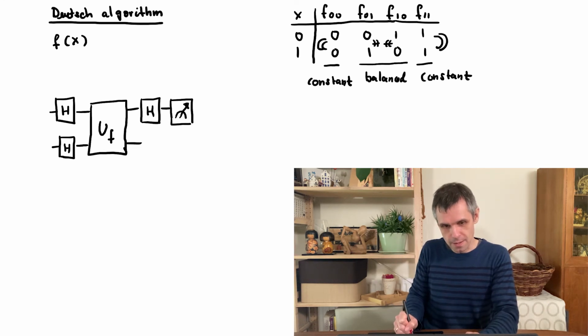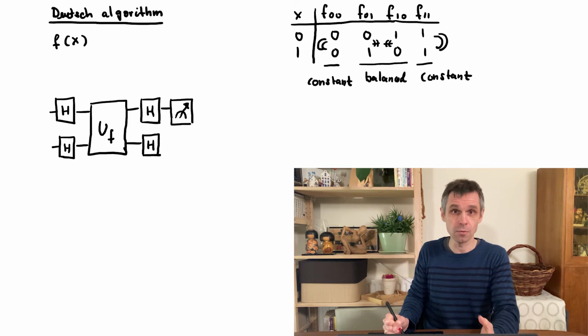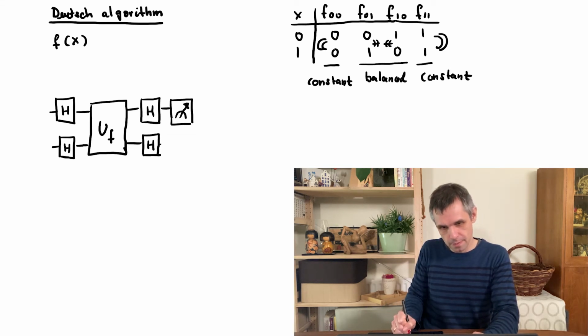So what happens to the second quantum bit will actually not be important, but it is convenient to feed this also through a Hadamard gate, which will simplify our final results and make the interpretation a bit more transparent. But this Hadamard gate down here, this is really not essential, so this could also be omitted.